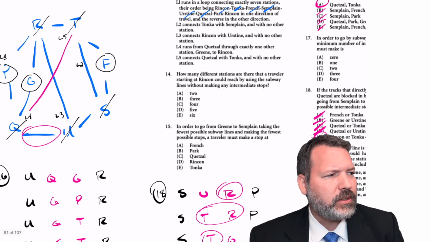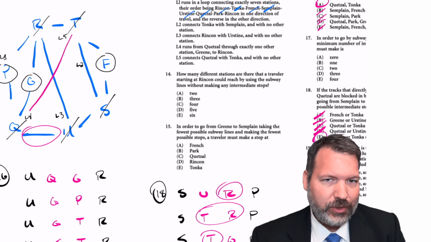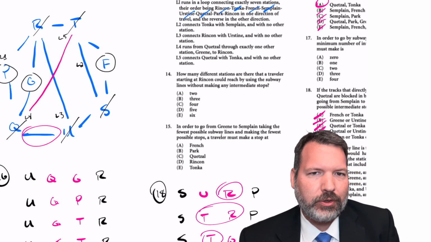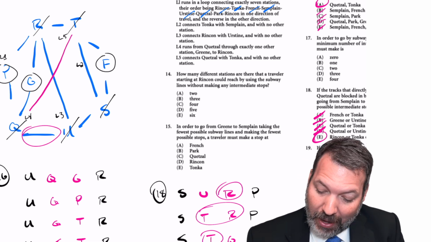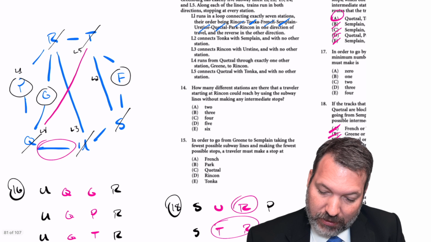One thing that occurs to me now, another weird thing about this game, we didn't really have deductions necessarily. We just kind of built the diagram. Normally with your general questions, you're hoping to utilize deductions, but in this case, again, we pretty much only have the map. Number 14, how many different stations are there that a traveler starting at R could reach by using the subway lines without making any intermediate stops?